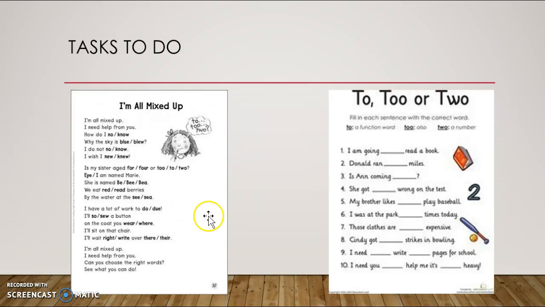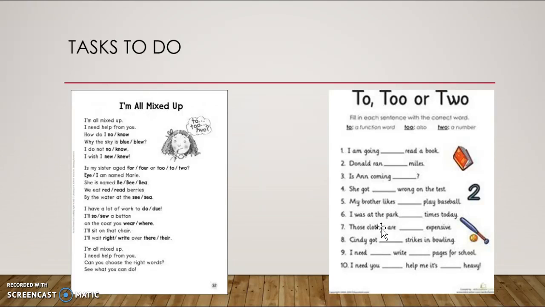In the second sheet, the pupils get practice in the different use of to, too, and two. The most difficult with this is to distinguish between to with single O and too with double O. To learn it, the pupils must learn the differences. Too with double O means as well or also.